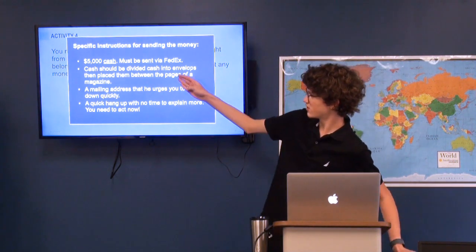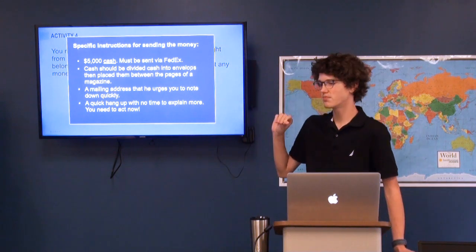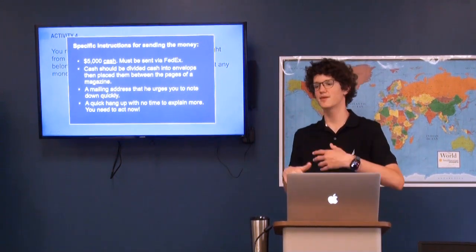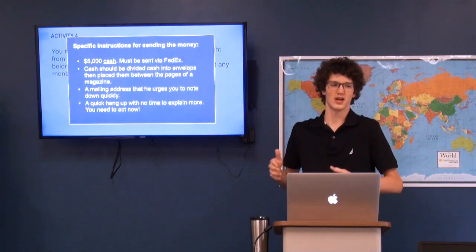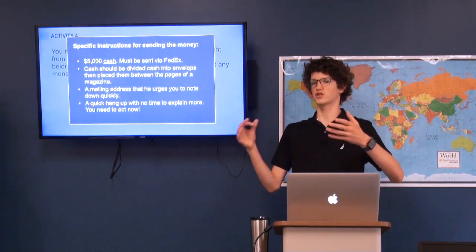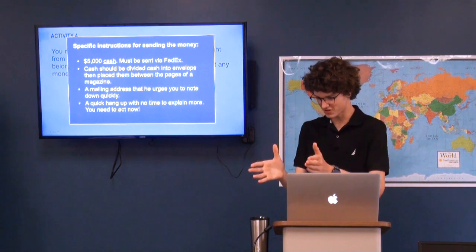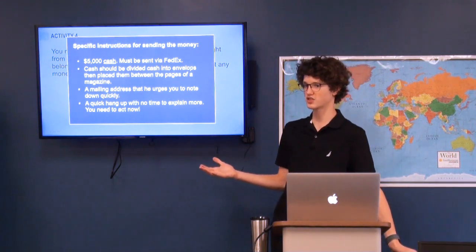And sometimes they'll say that they need to have the cash divided between magazines and hidden because the government will try to take it, like the foreign government will. It's not true. First of all, our government will hold the mail there because it has like $5,000 in it.